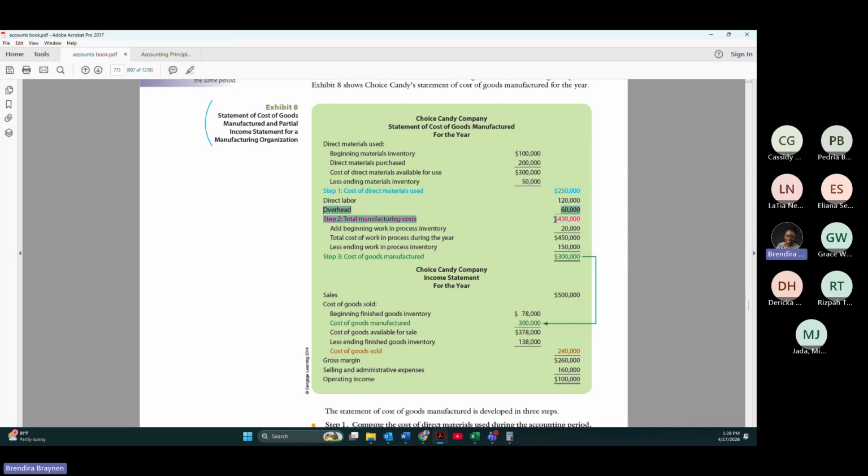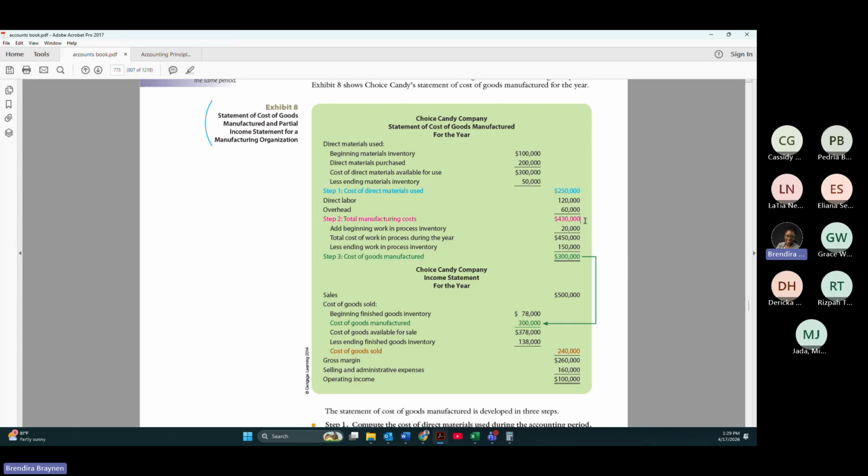Overhead is the same thing as, what's the other word? Indirect costs. So anything that's indirect or is overhead, you put it here as well. If they give you about 5 of them, you're supposed to list all 5, not just total it up. List all of the accounts, because again, it's hard to see things if we have the total; we need the detail, right? But the total of the cost of direct materials used, total direct labor, and total overhead or indirect costs gives us the total manufacturing cost.